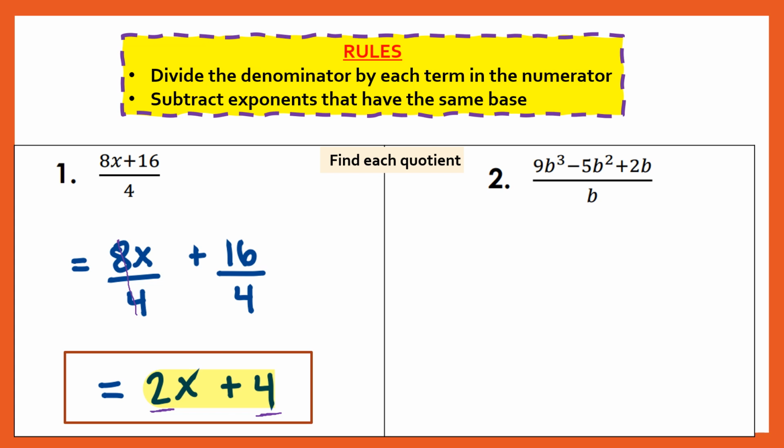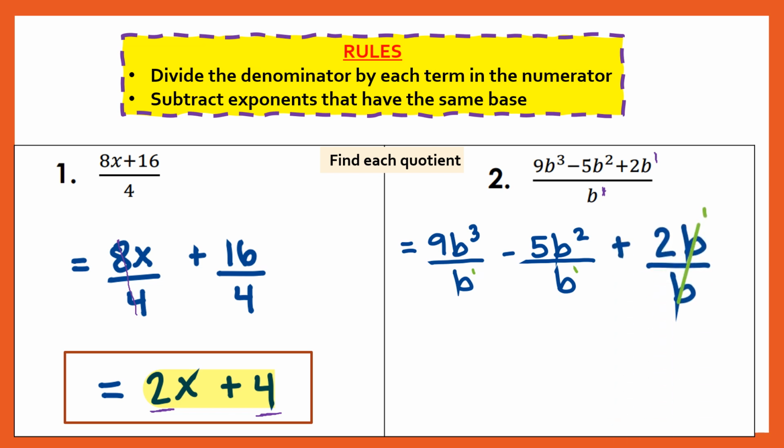Simple as pie. So if we look at number 2, I'm going to do the same thing. I have a few more terms here, but if you notice, we have a b for our denominator. And remember, if you don't see an exponent on a variable, there's an understood 1. So I'm going to put a 1 here for this b, and then for 2b, I'm going to just put a 1 here. So now I'm going to divide each term in the numerator by b. So I have 9b to the third divided by b to the first power, negative 5b squared divided by b to the first power, and 2b divided by b to the first power.